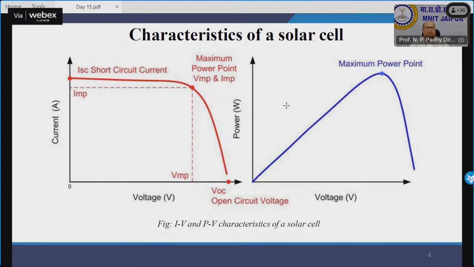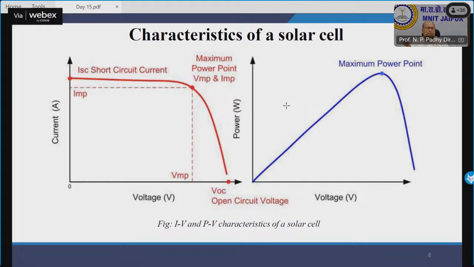If I plot the IV characteristic and PV characteristic of a solar cell, as you can see, there is a point which is my maximum power point, where V_mp and I_mp happen to be the maximum. And then I can have a PV characteristic for a particular voltage point. You will see the maximum power is attained. That is also known as my maximum power point. That we say maximum power point tracking. That is where we operate.